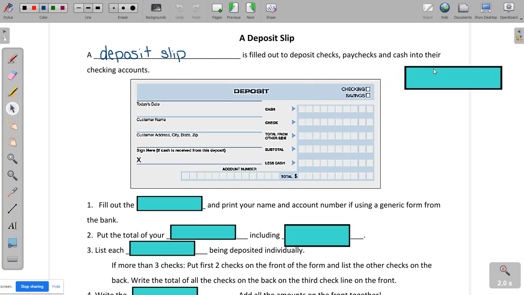A deposit slip is filled out to deposit checks, paychecks, and cash into a checking or a savings account. So there's an example of a deposit slip. You can have a generic slip, which would look like this, or one that actually has your name and address already printed on it with your account number already attached. That will be in your booklet of checks.